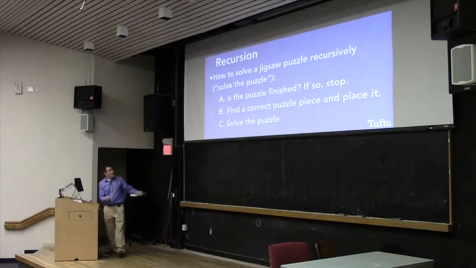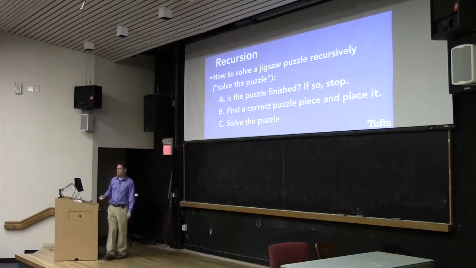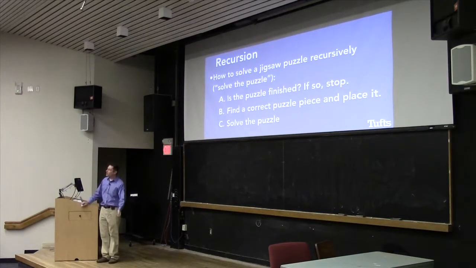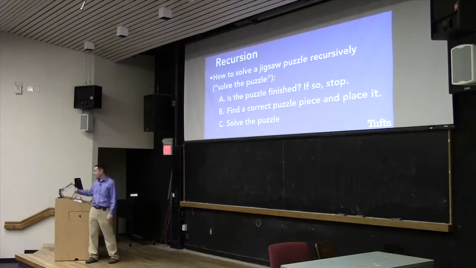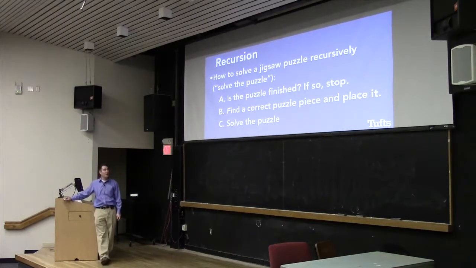Here's how you would solve a recursive thing in real life. We don't really solve recursive things in real life too often. Like, we don't have recursion in our natural lives too often, right? But here's how you might tell somebody to solve a jigsaw puzzle recursively. Say, hey, solve the puzzle. Here are your steps. Step 1, is the puzzle finished? Stop. If you're looking at the puzzle and it's done, you can stop solving the puzzle because it's already done. But if it's not done, you go to the next one: find a correct puzzle piece and place it in the puzzle.